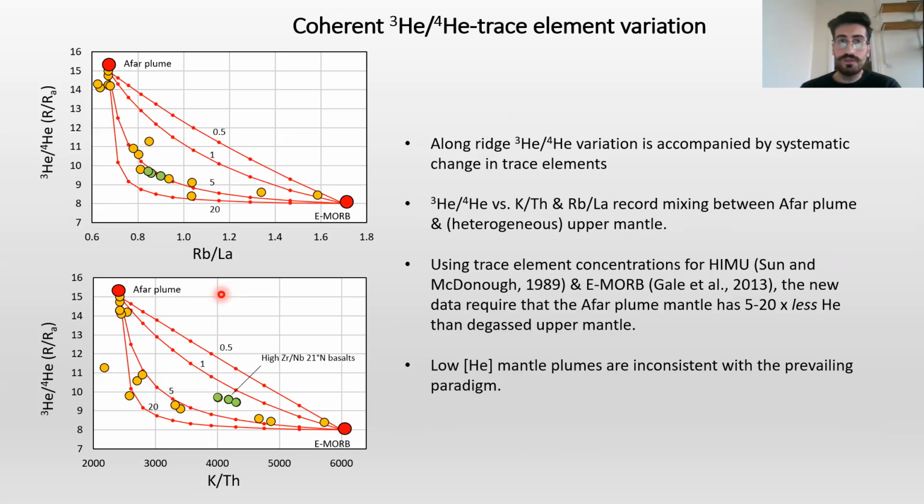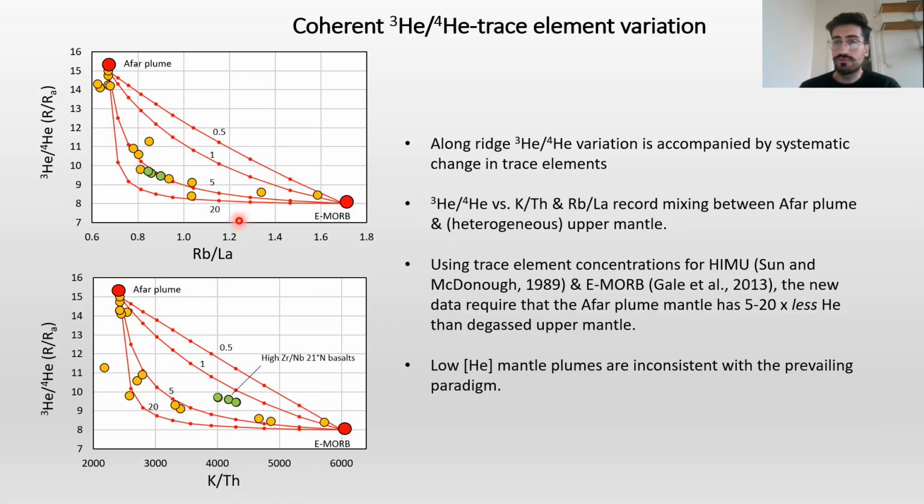So we have a nice coherent helium-3/helium-4 and trace element variation. And this along-rift helium-3/helium-4 variation is accompanied by systematic change in trace elements. So we use rubidium, lanthanum, and potassium, thorium trace elements for this study. And these plots record mixing between the Afar plume and heterogeneous upper mantle.